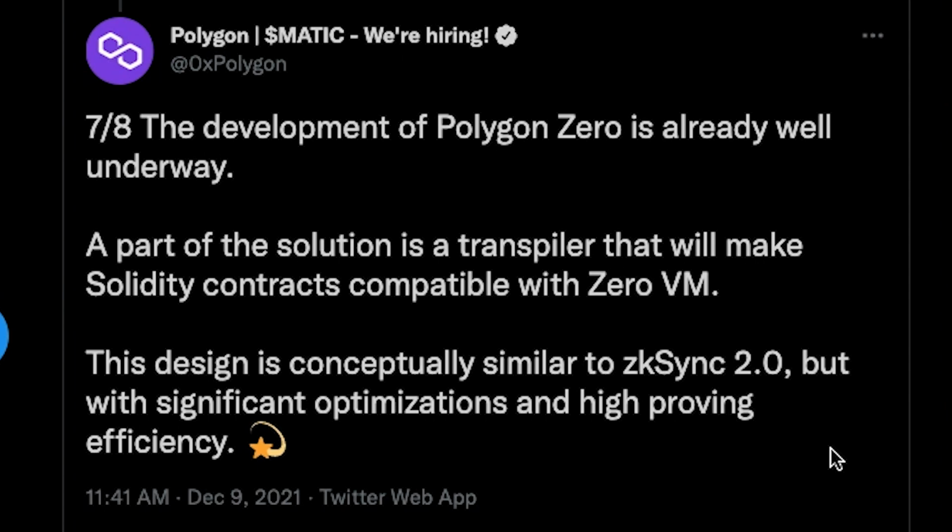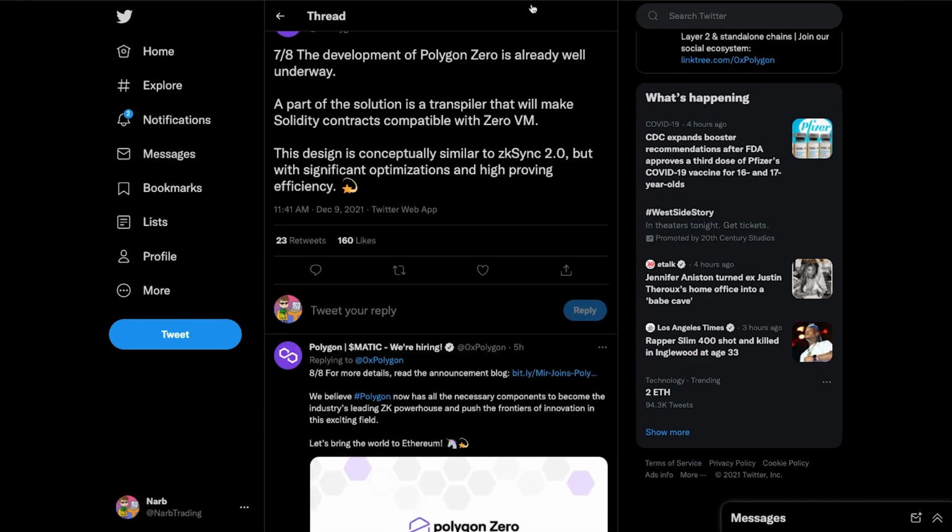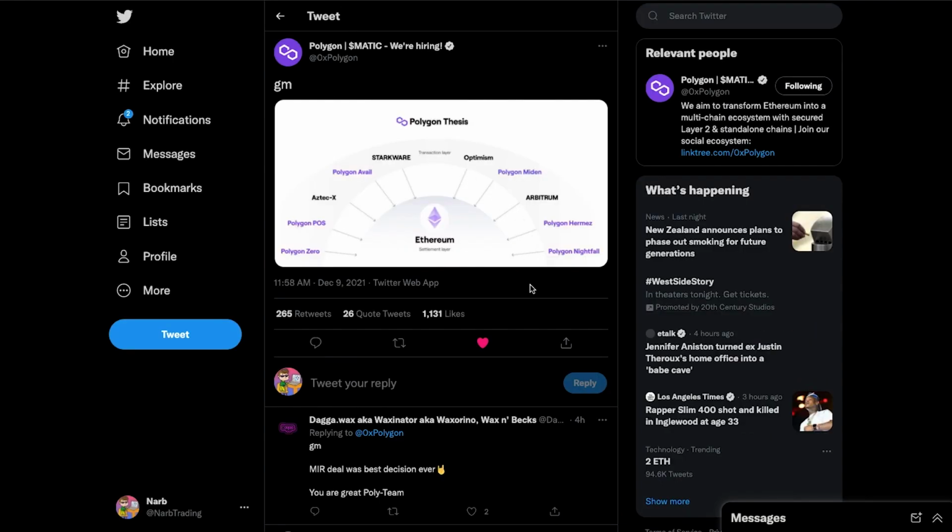A part of this solution is a transpiler that will make Solidity contracts compatible with 0VM. This design is conceptually similar to zkSync 2.0, but with significant optimizations and high proving efficiency. So folks, another incredible acquisition by Polygon, and here is the Polygon thesis for ultimate Ethereum scaling.